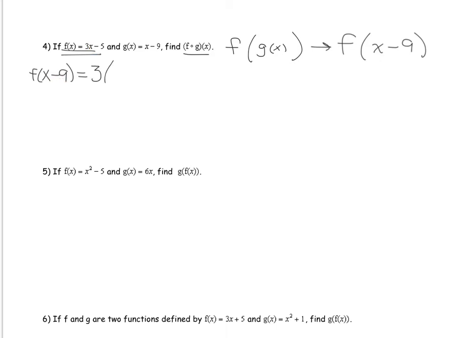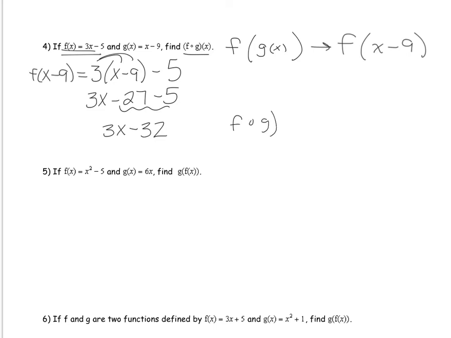So 3x minus 5. So I'm going to put in the x minus 9 here, and then I'm just going to simplify. So I'll distribute and get 3x minus 27 minus 5. Combine like terms, so 3x minus 32. So my final answer, if I want to write it properly, f of g of x is equal to 3x minus 32.